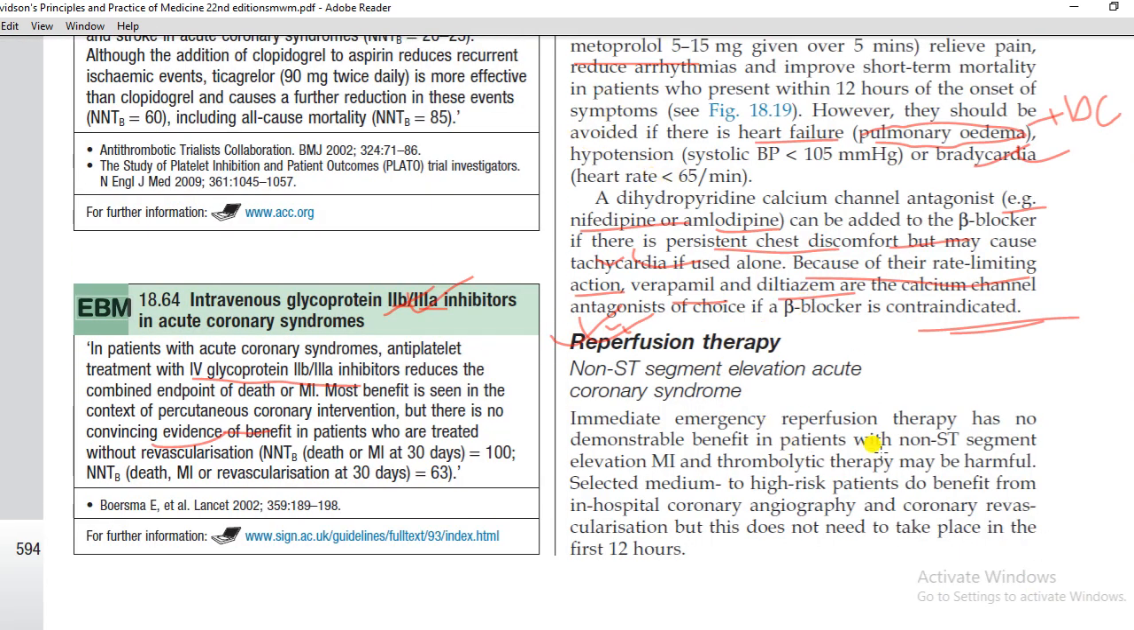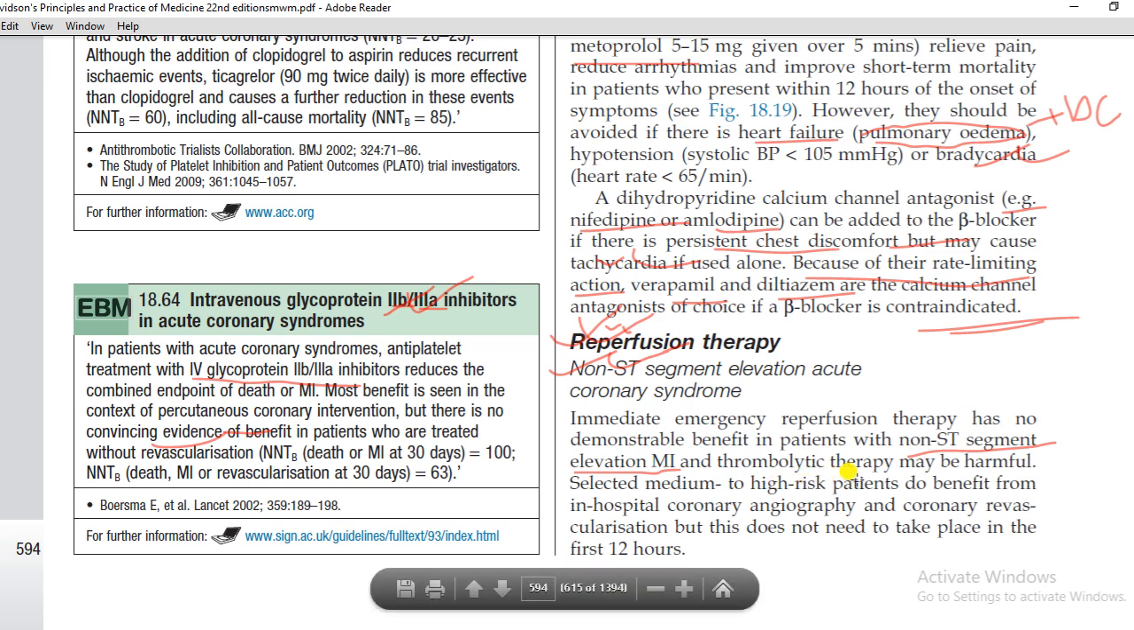Reperfusion therapy. Immediate emergency reperfusion therapy has no demonstrable benefit, so it should not be done immediately in patients with non-ST segment elevation. If a patient with myocardial infarction does not present with ST segment elevation, then he or she should not be given immediate reperfusion therapy. Why, I'll be talking about later.